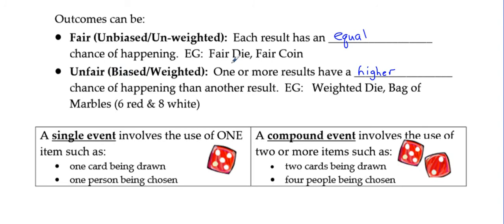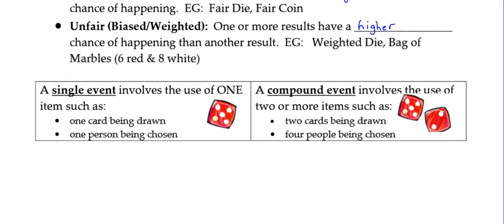So if you were to roll a die or flip a coin, the results are always equal. So anything you roll has a probability of 1 over 6. Anything you flip has a probability of 1 over 2. But if you had a bag of marbles with 6 red and 8 white, because there's more white, the probability of getting a red is 6 over 14, and the probability of getting a white is 8 over 14. So since the probability of getting a white is higher than the probability of getting a red, then that is considered an unfair outcome.